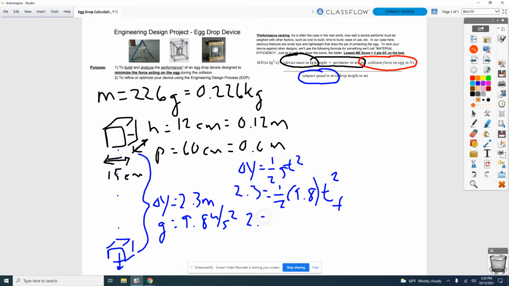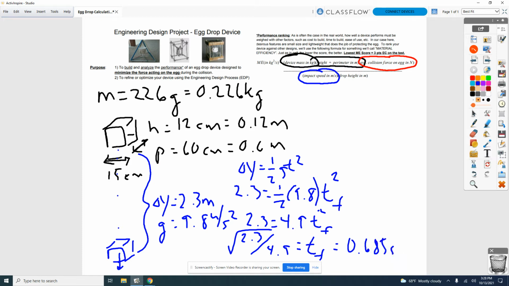So 2.3 is equal to 1/2 of 9.8, which is 4.9, times t squared. And then I have to divide both sides by 4.9, and then take the square root to get the time of that fall. Calculator can give that to me. And I'm getting about 0.685 seconds. So that's how long it took for the egg drop device to fall.